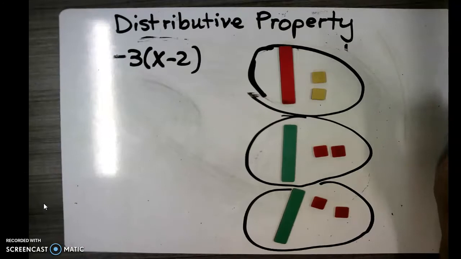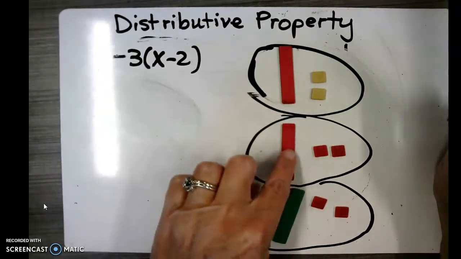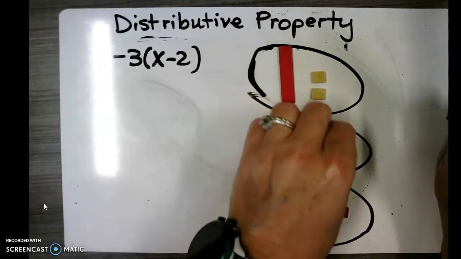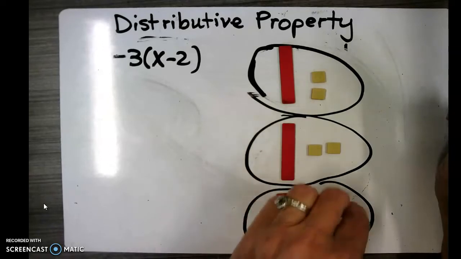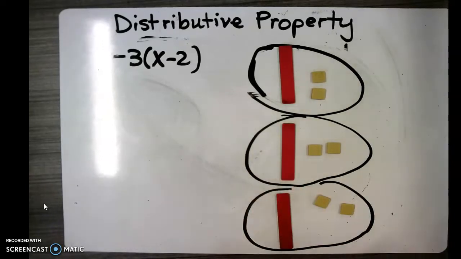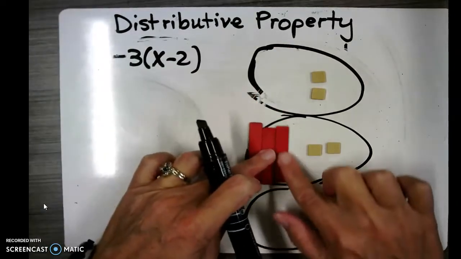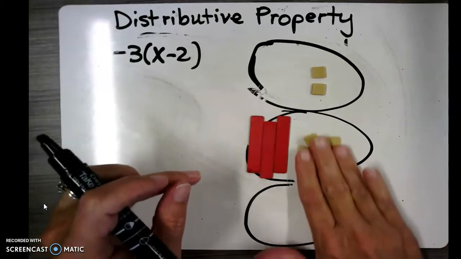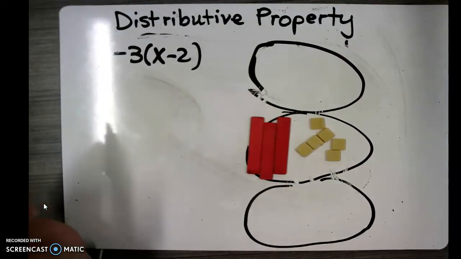So I'm going to flip the signs. I'm going to flip the opposite sign. So if it was positive, now it's negative, and if it's negative, now it's positive. And now I do that for each set. And then I can combine my like terms. So I have negative 3 x's, and I have 6 constants when I combine them.